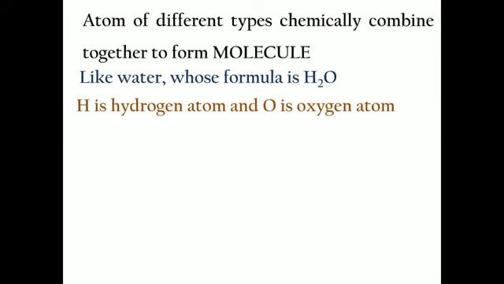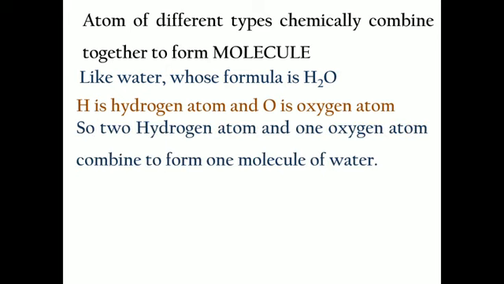Now what is this formula? Remember, this H2O represents the molecule. Molecule of what? Molecule of water. So let us clarify. H2O, as you can see, has H, which represents the hydrogen atom, and O, which represents the oxygen atom. So in a water molecule there is hydrogen and there is oxygen. Atoms of hydrogen and oxygen are present. They are combined together to form a molecule of water, that is H2O.